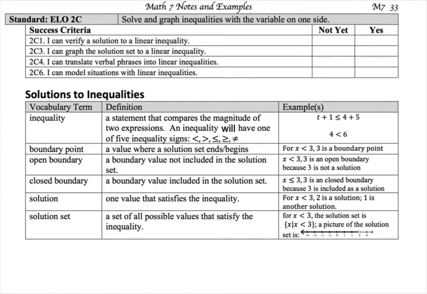A solution is one value that satisfies the inequality. For example, for x is less than 3, 2 is a solution. 1 is another solution. Any number smaller than 3 would be a solution. And solution set is the set of all possible values that satisfy the inequality. For x is less than 3, the solution set is x, such that x is less than 3. A picture of the solution set is shown here. You can see the open boundary at 3, and it includes all numbers to the left of 3 on the number line.